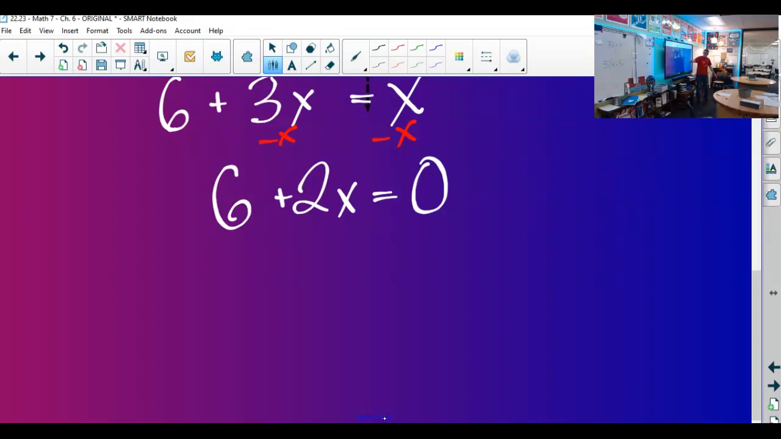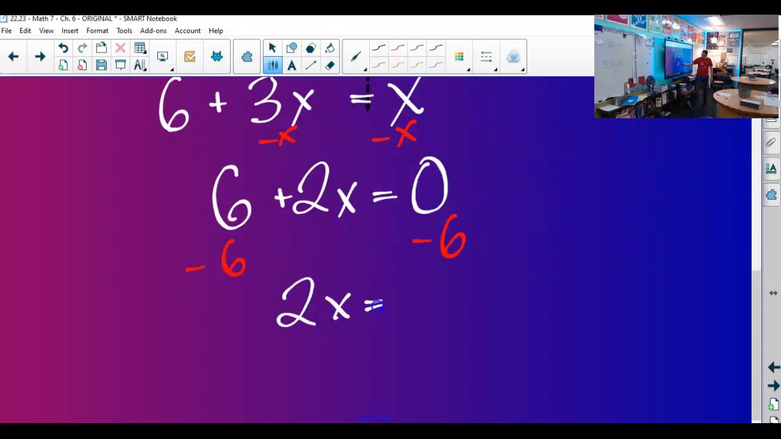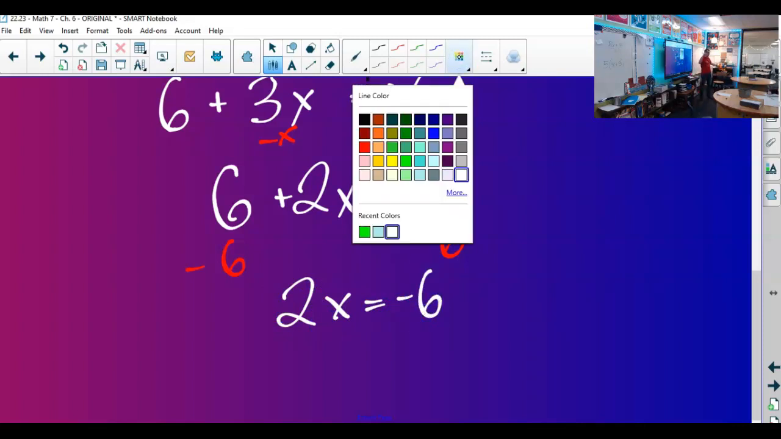Miss? Take the 6 and make it a negative. So now if I minus 6 from both sides, I can get 2x equals -6. And now what could I do to get just 1x? Divide by 2.